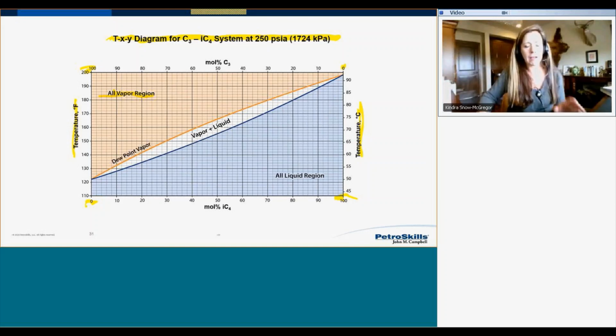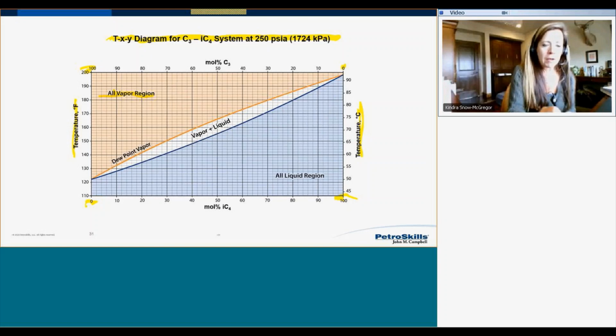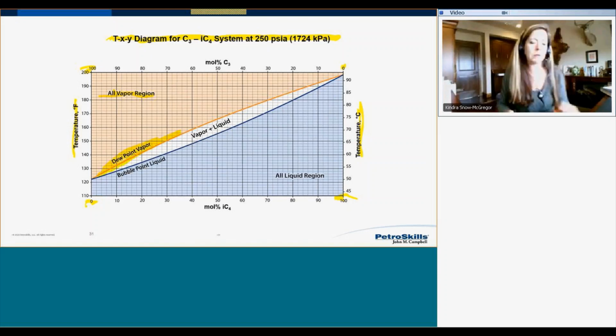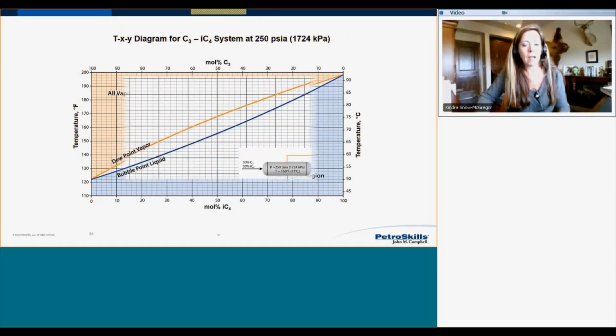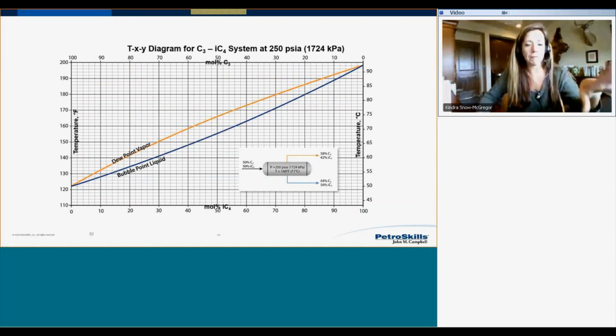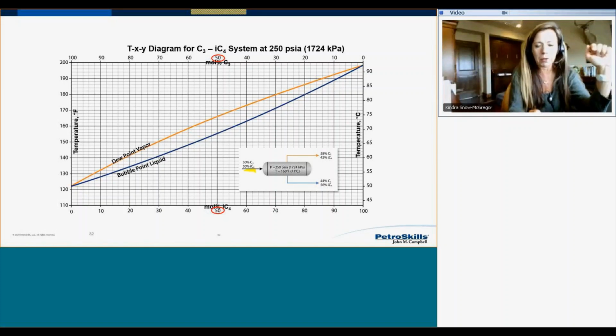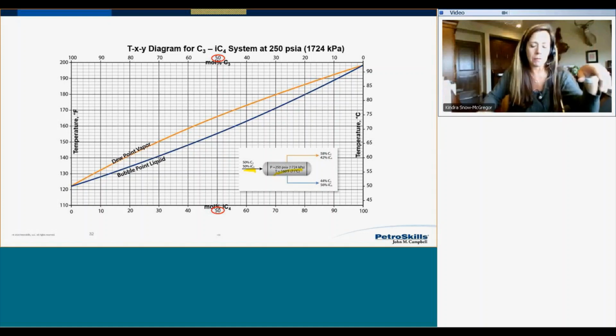And so if I understand that, I also know that this is my dew point, and conversely, the blue line is going to be my bubble point liquid. And so let's apply this TXY diagram to a separator. And what I want to do, I'm going to take a 50-50% mole isobutane propane mixture, and I'm going to put it into the separator, and we're going to separate it at 160 Fahrenheit.